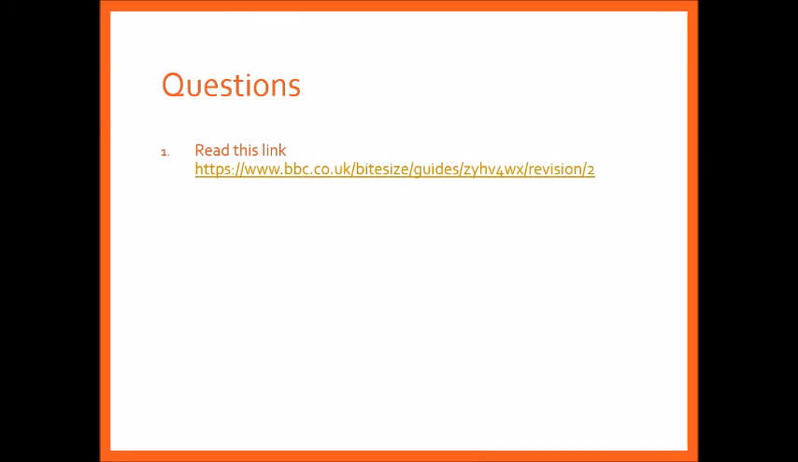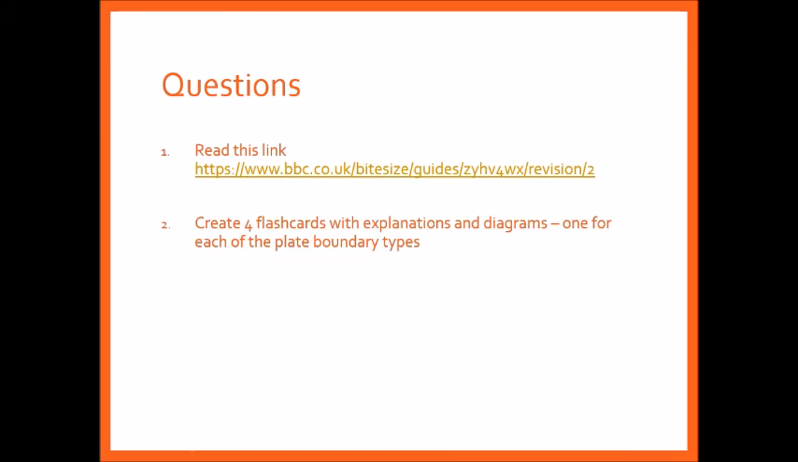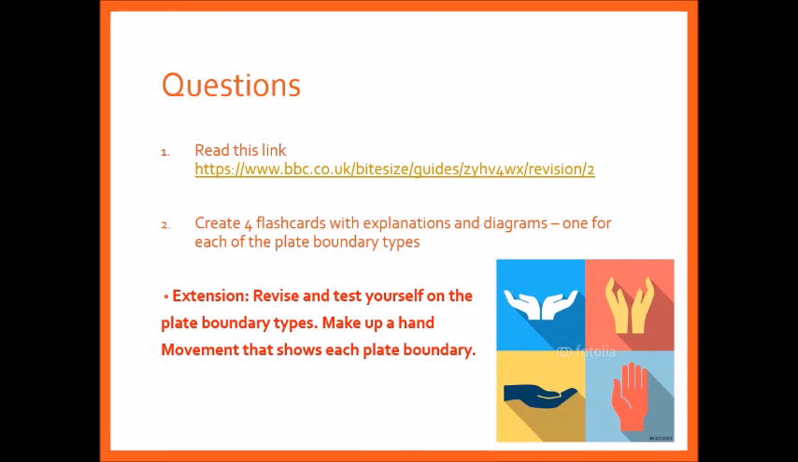So what I'd like you to do, your task, is to read this link as well as the sheet you've just done and make sure you've fully understood all 4 plate boundaries. And I'd like you to turn that into 4 flashcards with explanations and diagrams, one for each of the plate boundary types, to practice writing in your own words and summarising the information. And if you finish all that, as an extension, just for a few minutes, revise, test yourself using your flashcards, or get somebody else to test you, like a brother or sister or your mum or dad, and then make up a hand movement that shows each plate boundary. So the plates moving towards each other or away from each other, just as a little memory jog for you.